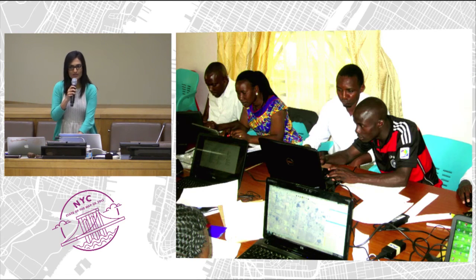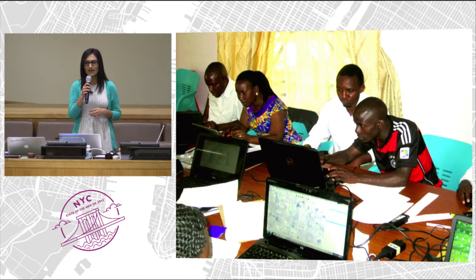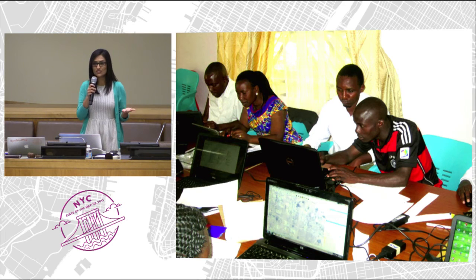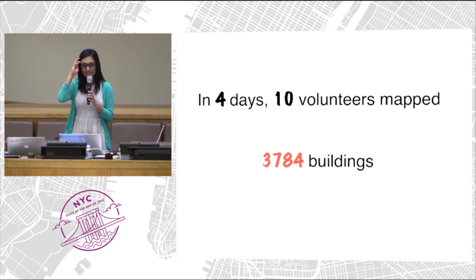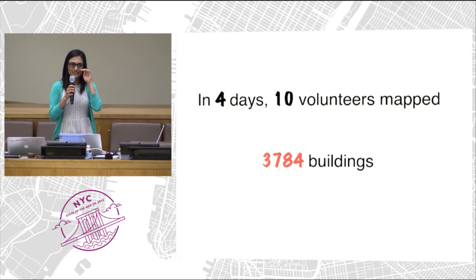One of the challenges we had in Tanzania was the imagery was a little bit older, so we saw a lot of differences when we got into the field, and that confused volunteers quite a bit because structures just didn't exist, or there were a bunch of extra buildings. We were able to map, in 4 days, 10 volunteers mapped 3,784 buildings. And considering how hot it is, it's quite amazing. The first day is really hard on volunteers, and you have to keep them motivated because it's a lot of work.